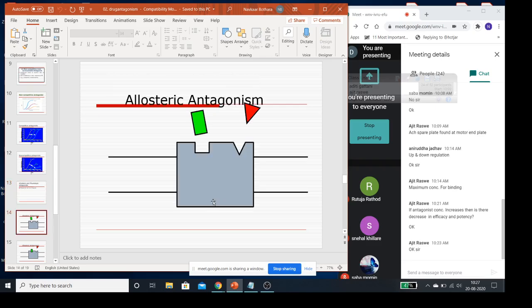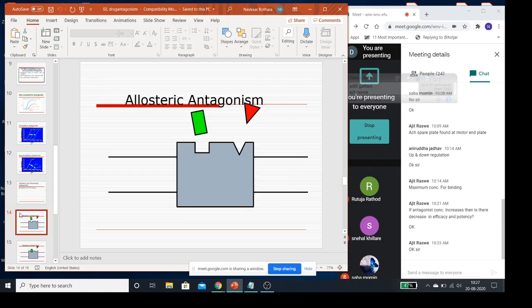What happens with the allosteric antagonist, which we can also call non-competitive? See now, the green colored one is the agonist, the red color is the antagonist. When we say competitive, that means both are binding at the same place where the green is binding, and they have similar structure. But if it binds at a nearby site and causes alteration, how it alters we shall see.